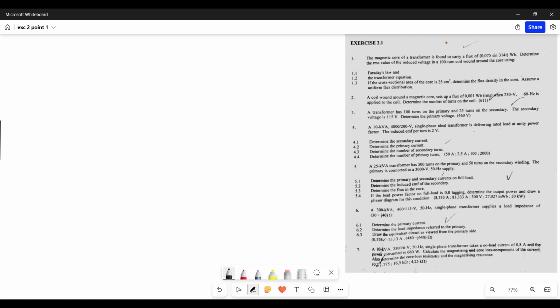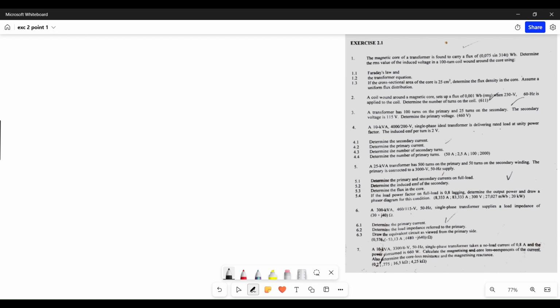All right, question 5. A 25 kVA transformer has 500 turns on the primary and 50 turns on the secondary winding. The primary is connected to a 3000 volts 50 Hz supply. Determine the primary and secondary currents on full load. That is question 5.1.